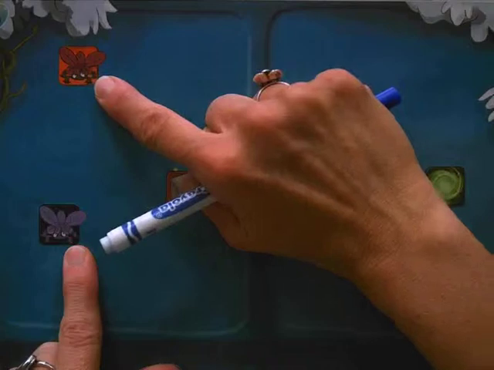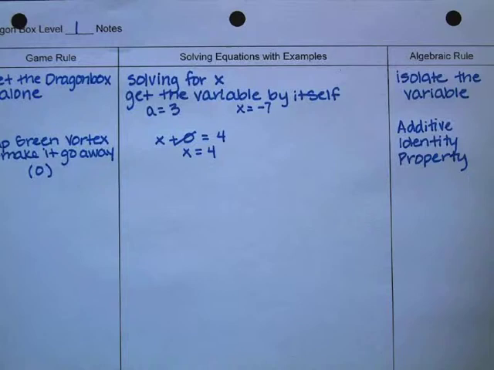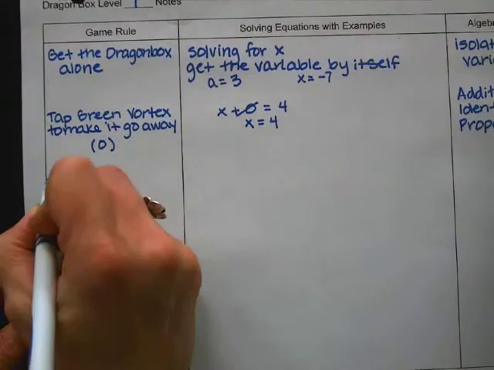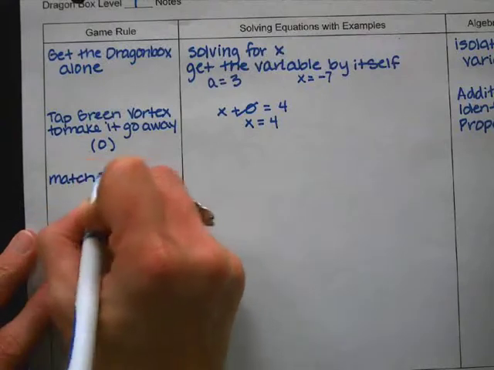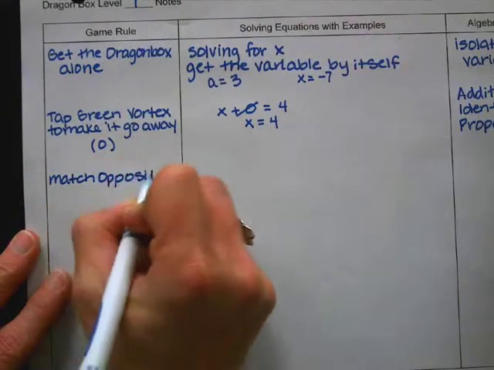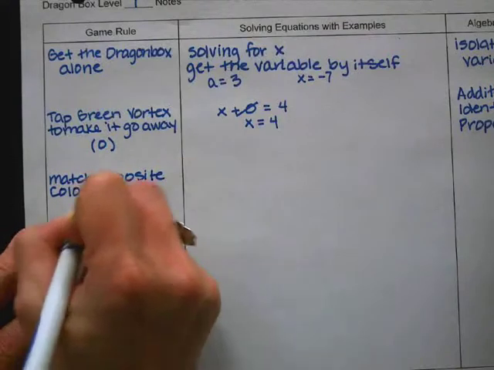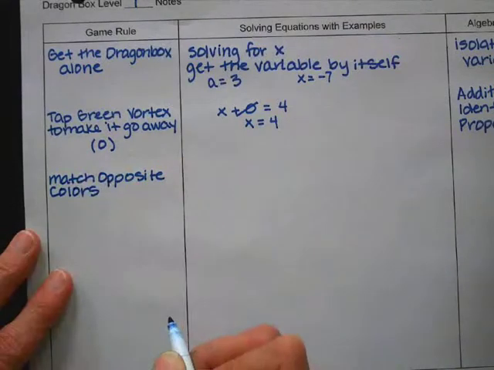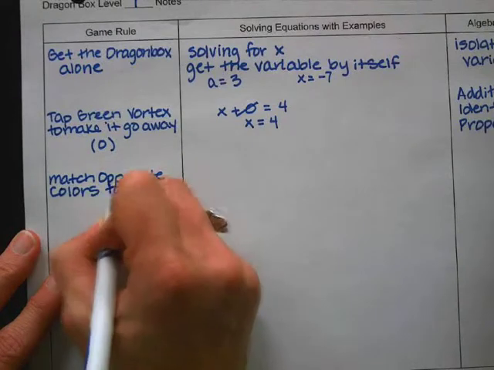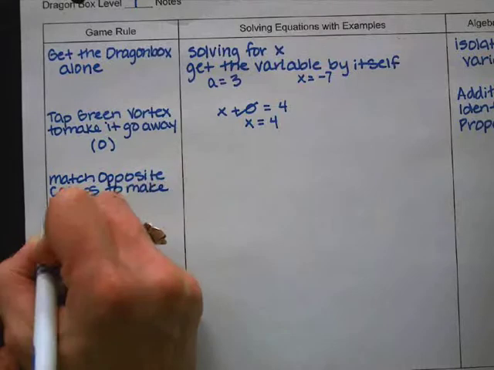Positive and negative numbers. If they're the same, these are both the same fireflies, and I put them together, what happens? Then they go away. They cancel. Let's look at an actual problem here. Oh, we got to get our game rule down. We talked about it. Okay, we can match opposite colors. And we match them to do what? Why are we matching them? To make them disappear.